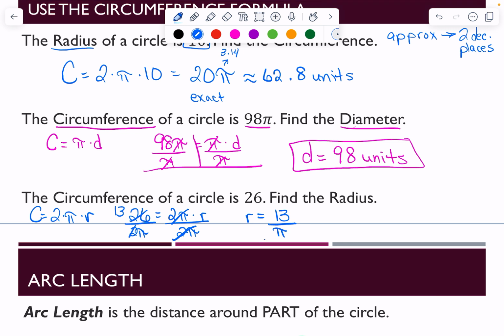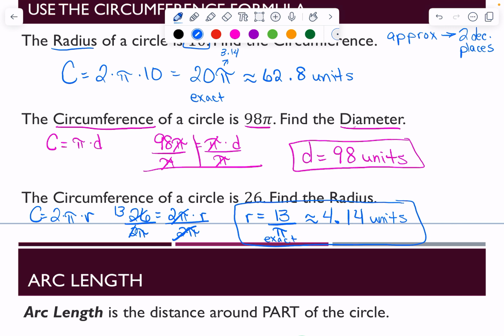Now, this would be what we call the exact measurement. Then we take that, and we simply divide it. 13 divided by 3.14 is going to give us a radius of 4.14 units. Okay? So there's our exact and our approximate answers. And that's how we find circumference.